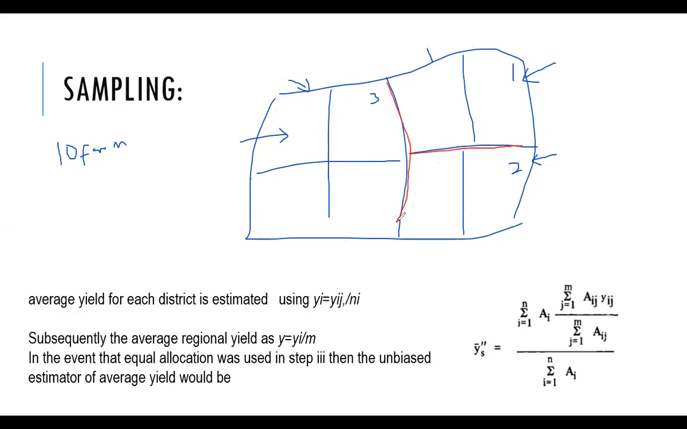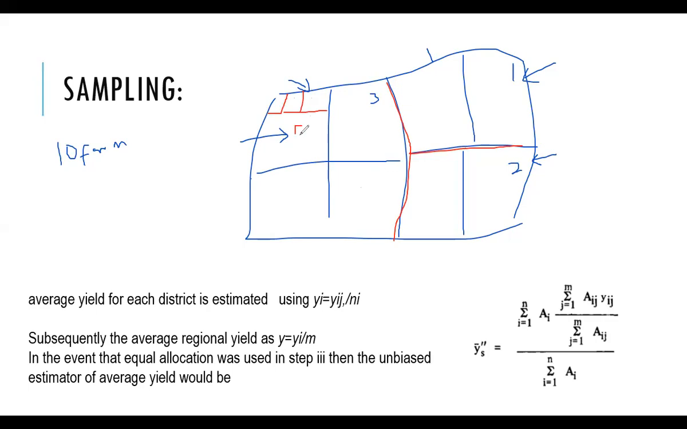Okay, so we have 3 districts, 4 villages here. The villages are not strata. You see, they are not strata. All the farms within the stratum themselves are identical. But in each village, let's say village 1 has 5 farms.